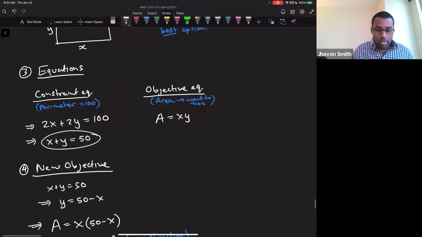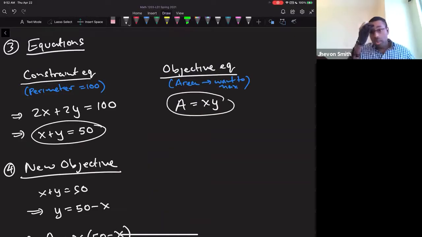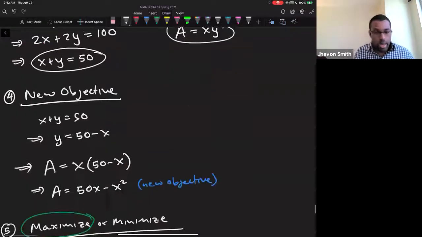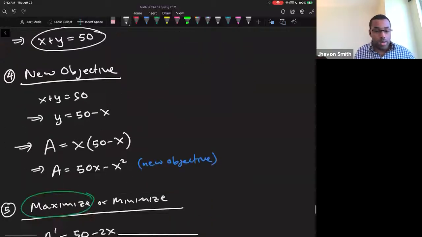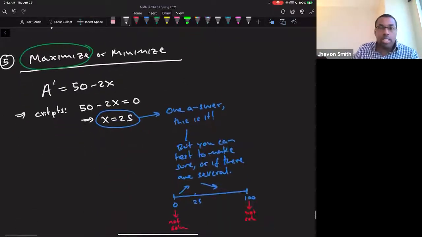In order to do that, you're going to find the constraint and objective equations. The constraint equation describes your restriction. The objective equation describes what you want to maximize or minimize, but it has 2 variables in it. We don't know how to deal with 2 variables. We're not in calculus 3, we're only in calc 1. So we solve for 1 variable in the constraint, plug it into the objective, and get the objective in 1 variable. Now we have the objective as a function. We can maximize or minimize it by finding derivatives, testing endpoints, and testing for local maxes and mins.